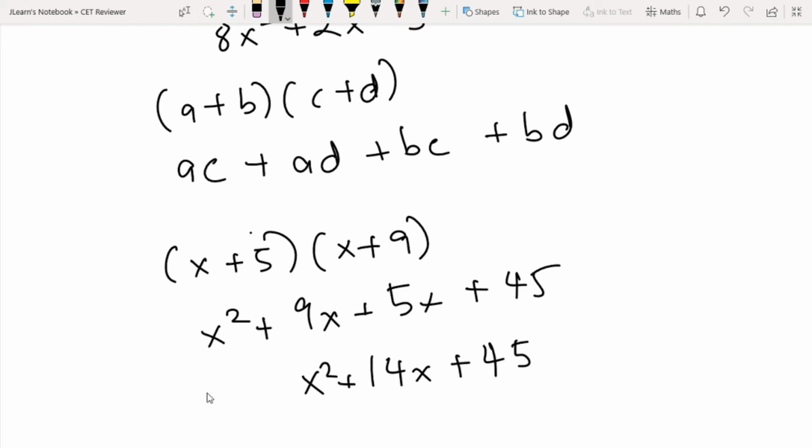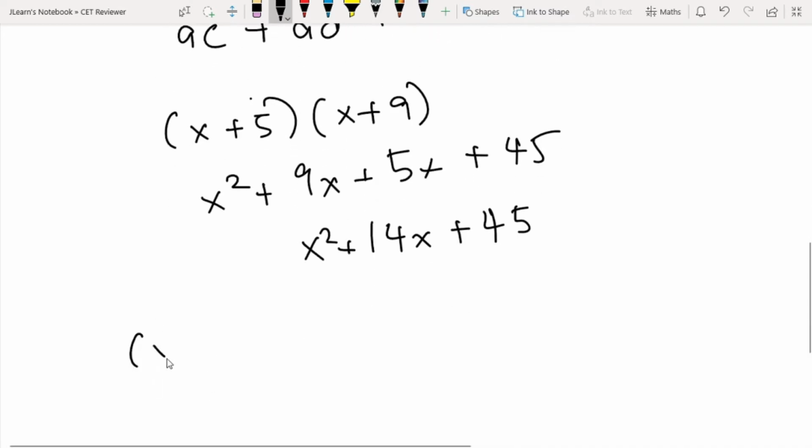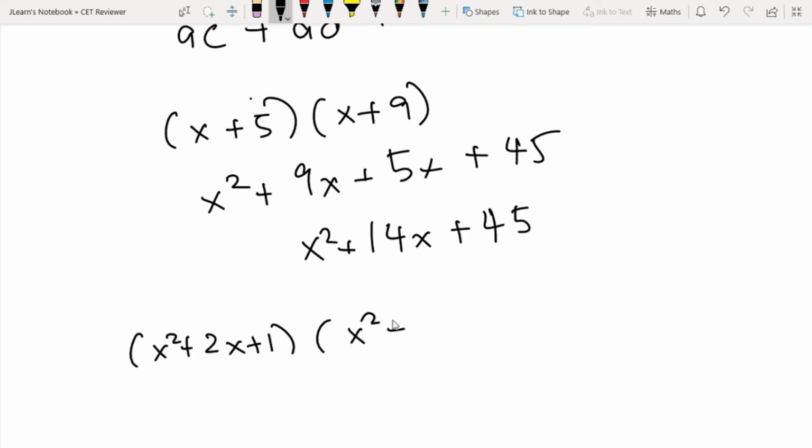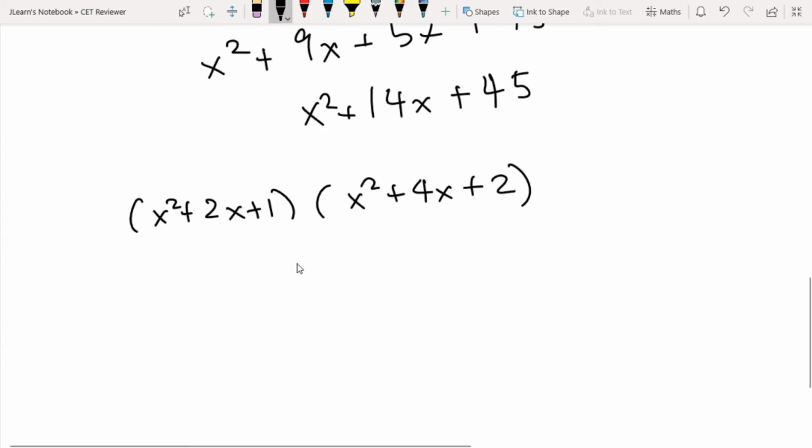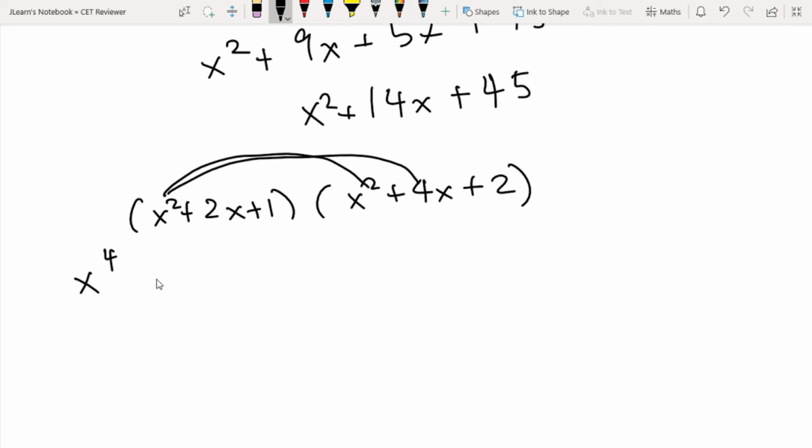So you can also extend this into trinomials. Okay, so for example, you have x squared plus 2x plus 1 times x squared plus 4x plus 2. If we want to multiply them, we just apply the distributive property of multiplication over addition. So, x squared times x squared will be x to the fourth. Then x squared times 4x, that will be 4x cubed. x squared times 2, so that is plus 2x squared.